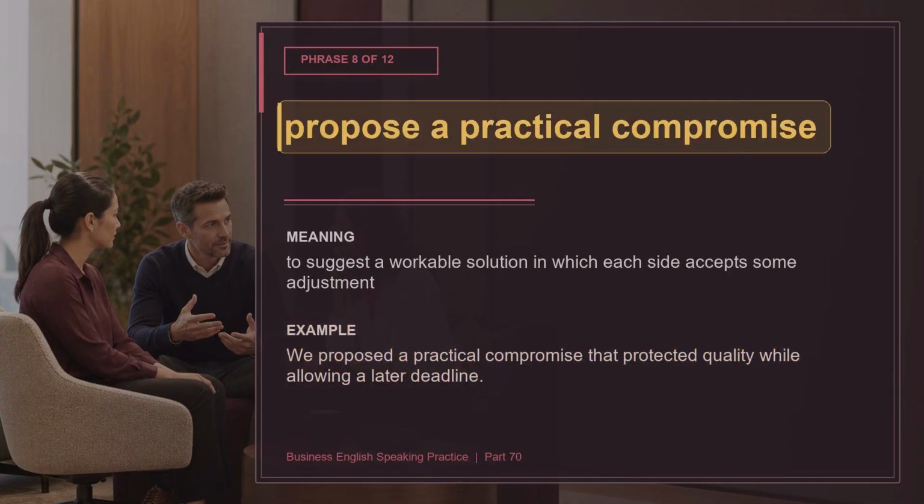A compromise should address the most important needs without pretending everyone receives everything wanted. It must be realistic to implement. Use this phrase when a complete agreement is unlikely. Now repeat: propose a practical compromise.